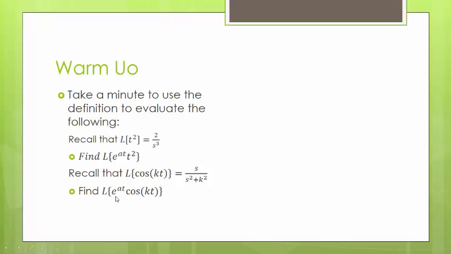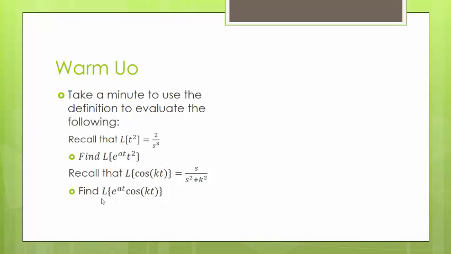I also would like for you to do that for e to the at times cosine of kt. Now I want to remind you as you do that, the Laplace transform of t squared, of course, is 2 over s cubed. The Laplace transform of cosine of kt is, of course, s over s squared plus k squared. What I'm trying to do here is help you understand one of the formulas that we'll be discussing in this section. So pause the video and try that on your own.